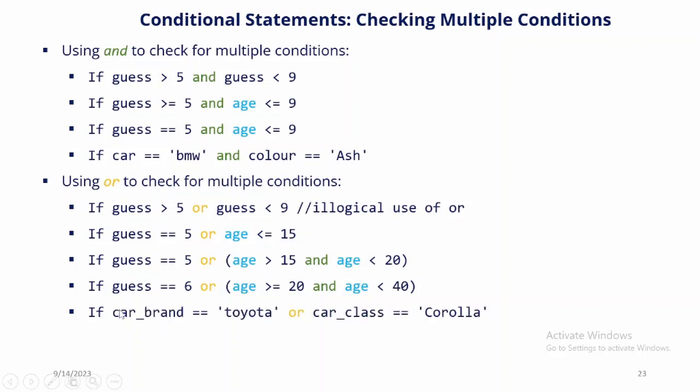We can also say if car brand equal to Toyota or car class equal to Corolla. So if somebody enters Toyota, it's already true. They don't need to enter Corolla. If somebody enters Corolla, it is already true. They don't need to enter Toyota. That is all. Any one of both conditions makes it true.